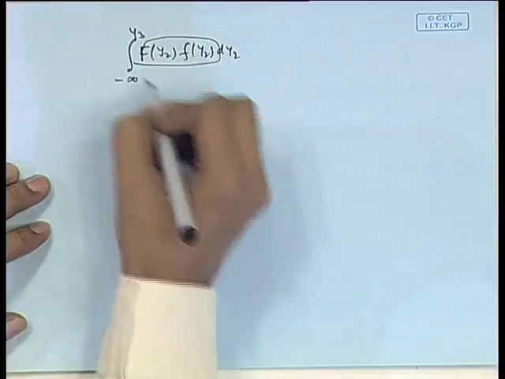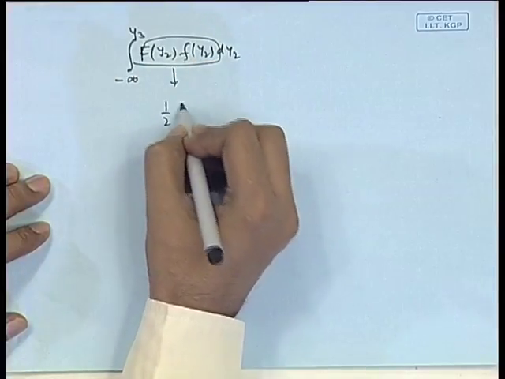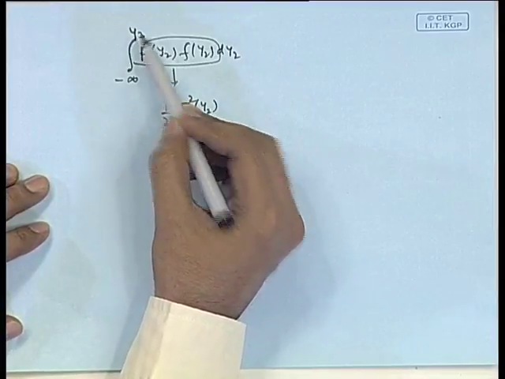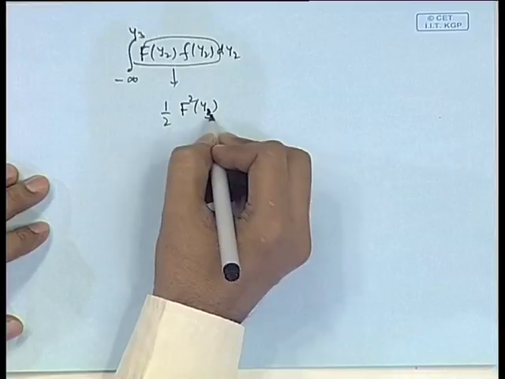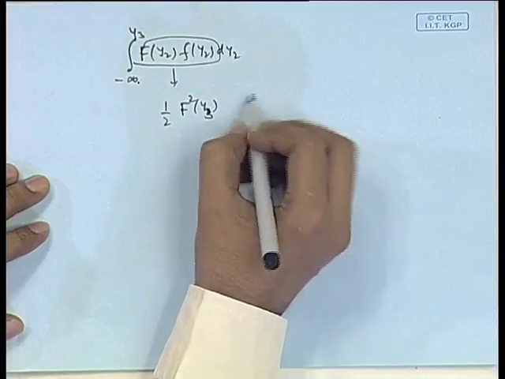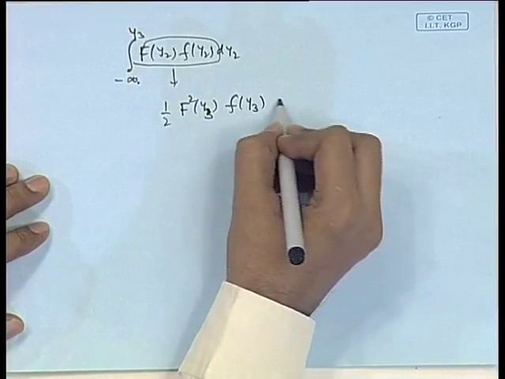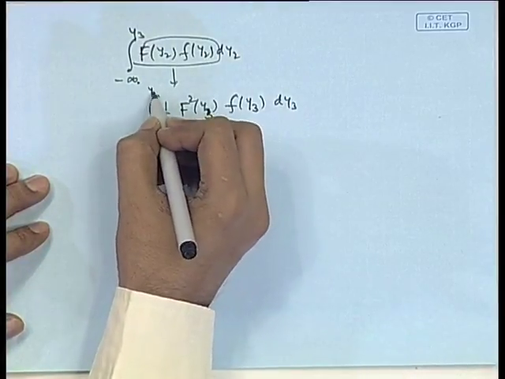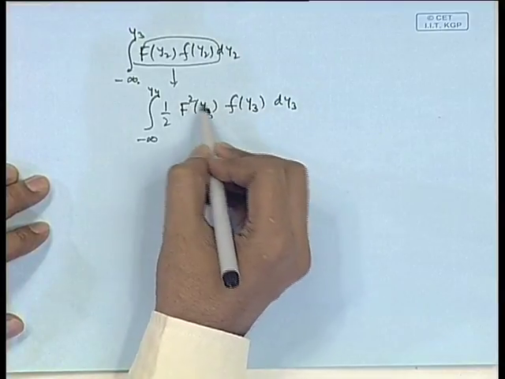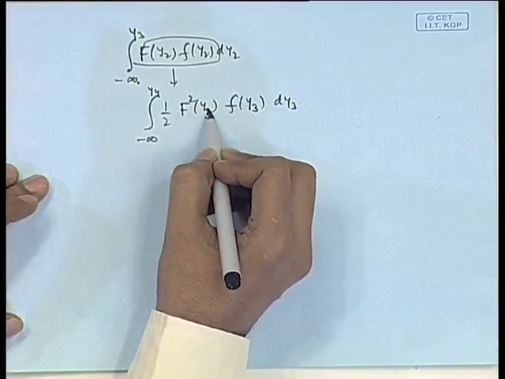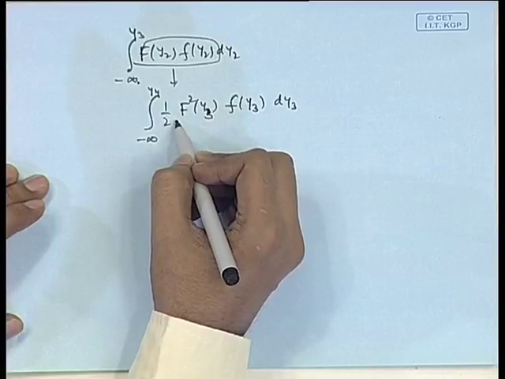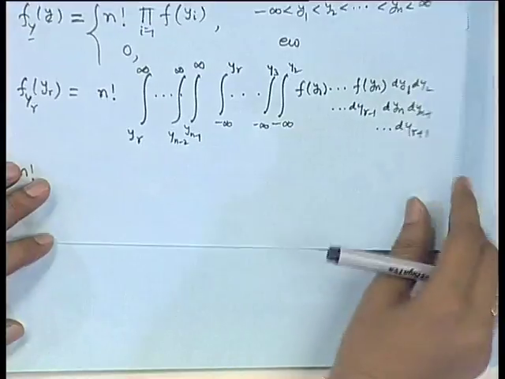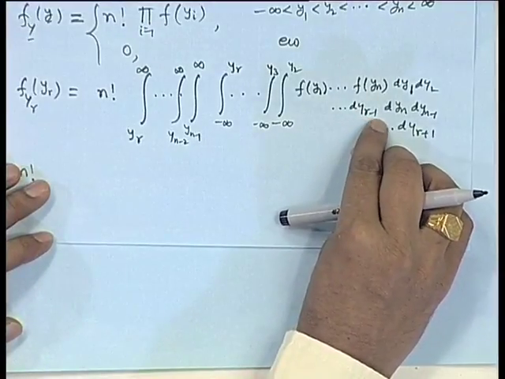Now, notice here that if we integrate this, we will get half F square of y 2, and again if we substitute the limits, I will get it as half F square of y 3, and at minus infinity this will be 0. So, at the next stage the integrand will be this term from minus infinity to y 4. So, the next stage it will give F cube of y 4, and here it will be 1 by 2 into 3. Now, this step will continue up to f of y r minus 1.